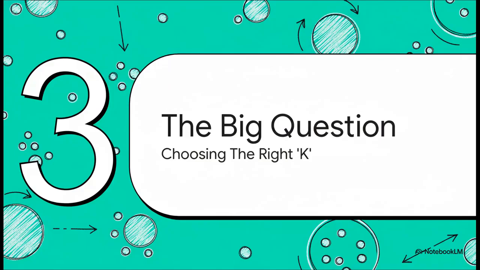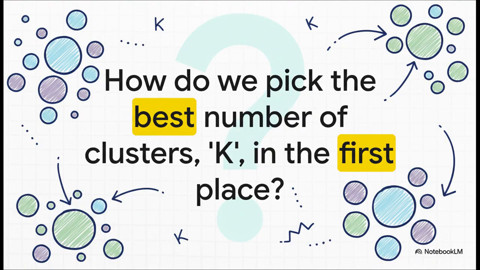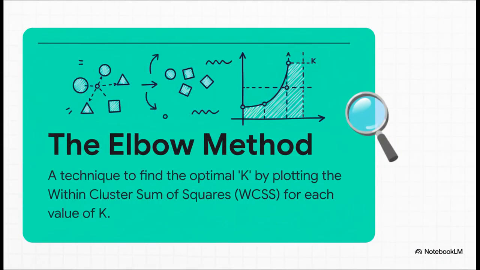And that last point brings us to what is probably the single biggest question you have to answer when you use K-means. How in the world do you pick the right number for K? I mean, seriously, the quality of your results completely depends on picking a K that actually matches the real structure in your data. Are there 2 groups? Is it 5? Maybe it's 20. How are you supposed to know? Well, thankfully, there's a popular trick for this called the elbow method. The idea is pretty smart.